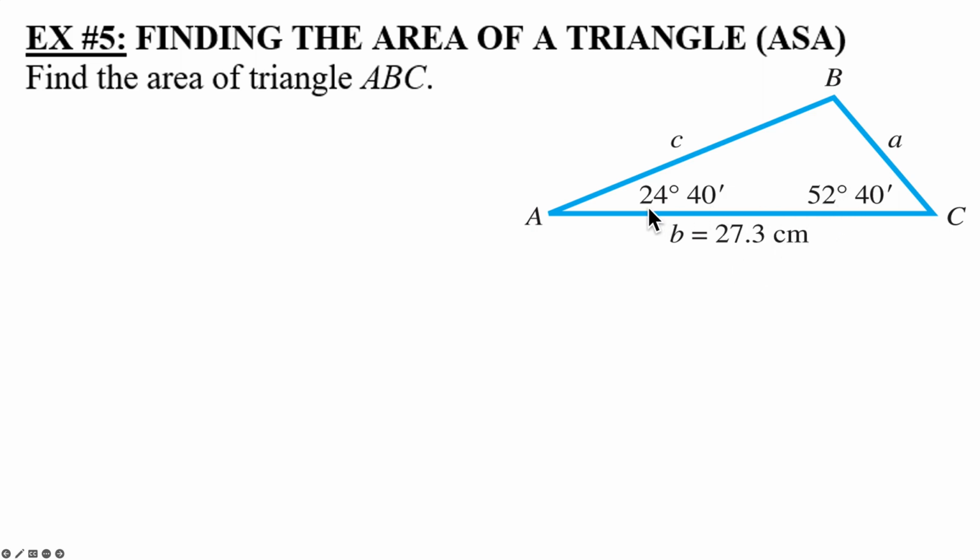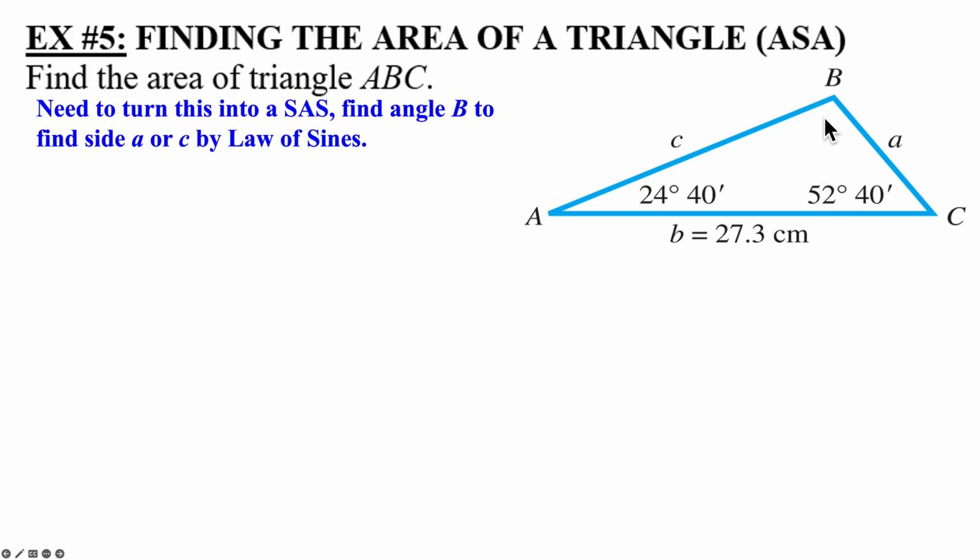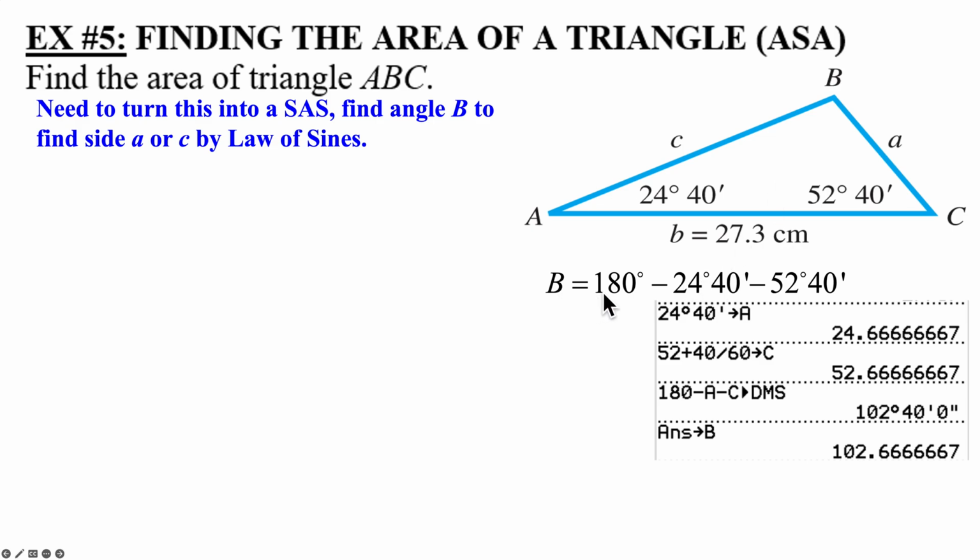Well, if you're given two angles, immediately find the third angle. You have to find angle B right away. Now, because everything is given in degrees and minutes here, which means this is going to be time consuming to type in over and over again, because remember, we're going to have to use the law of sines to find either A or C, and then we have to use our area formula, again, typing in degrees and minutes. Why don't we store all the angles?